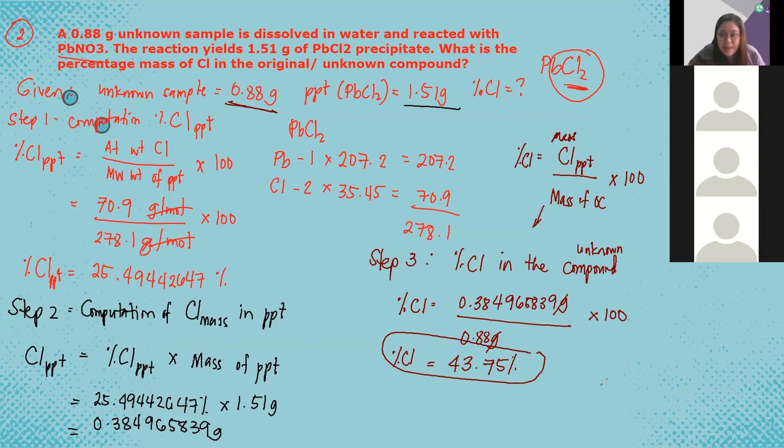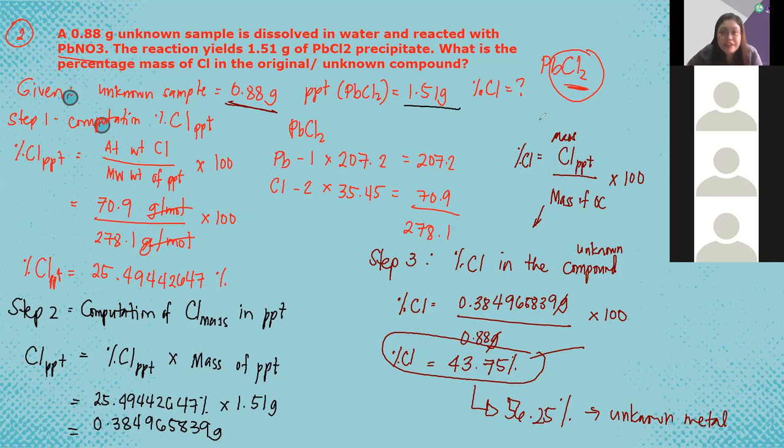Yan kadami, class, ang chloride natin sa original compound natin. So the remaining percent, remember this is 100%, right? So 100 minus 43.75, ang 56.25% will be for the unknown metal na kasama ni chloride doon sa unknown compound natin. Ito for chloride alone. So that's how you do class a computation involving the gravimetric analysis.